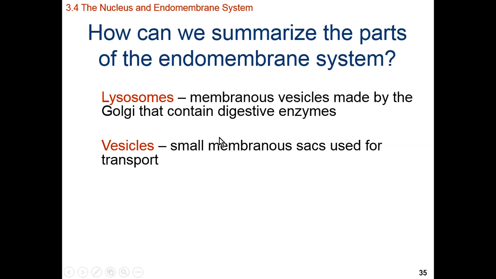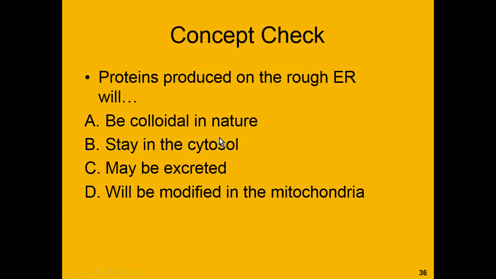So, concept check, class. Proteins produced in the rough ER would be colloidal in nature, which means that they are going to be easily suspended in solution and not precipitate out. Those proteins would stay in the cytosol. Those proteins may be excreted or secreted from the cell. Or D, those proteins will be modified in the mitochondria.